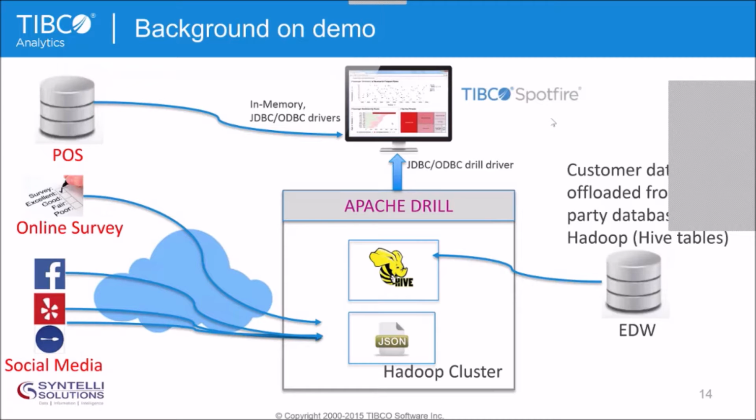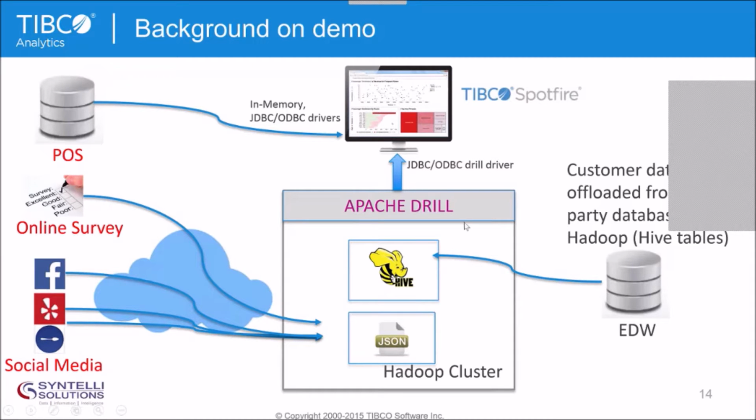And recently, we have started to get the social media data as well. We have also started to do online surveys with our customers. The social media and the survey data typically comes in a JSON format for us. So we have a 3-node MapR cluster running, and all the JSON files are being put in the Hadoop cluster. What we have also done is offload the EDW to push some customer data into Hive.